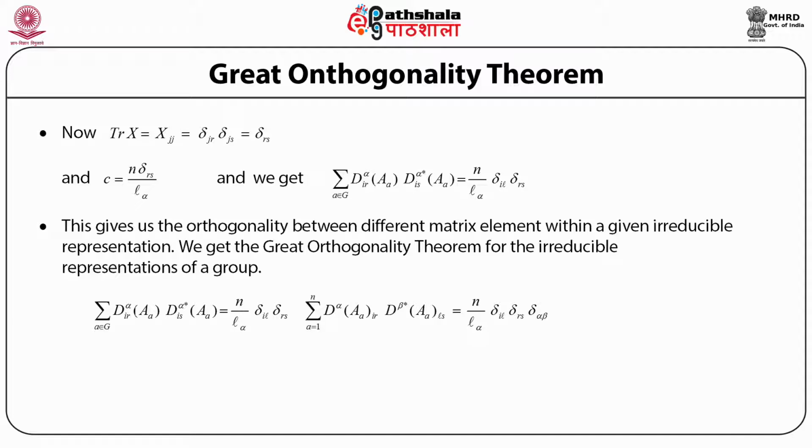Delta il says that the rth element of the representation D^alpha is to be multiplied by the ith element of the representation D^beta star, which is what is meant by the expression delta il, and similarly delta rs. So the final expression for the great orthogonality theorem is that the sum over all group elements D^alpha_ir(A) and D^beta*_ls(A) is equal to n by l_alpha delta_il delta_rs delta_alpha beta.